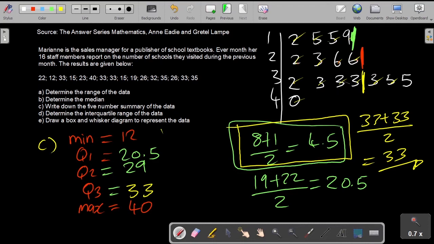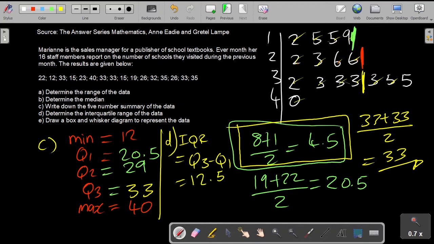Now D says calculate the interquartile range. That will be the range, which we find, IQR, by subtracting Q1 from Q3. Now that we have these values, we just basically have to subtract them. So Q3 was 33 and Q1 was 20.5, and the result of that should be 12.5.